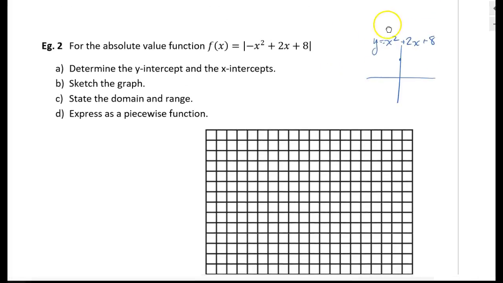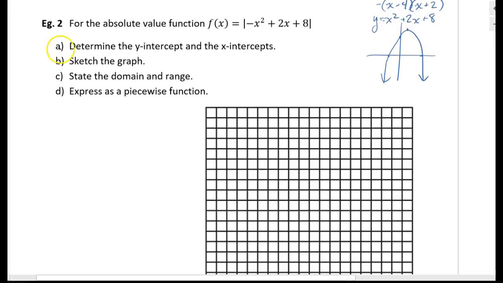And I could even factor this out to figure out my x-intercepts. I would take the negative out. It's -8, -2, so it's going to be x minus 4 and x plus 2. Now I've got my intercepts, +4, -2, which means my vertex is somewhere here. And it's not beautiful, but I have an idea of what my parent function is going to look like. And I've done some of the work for part A.